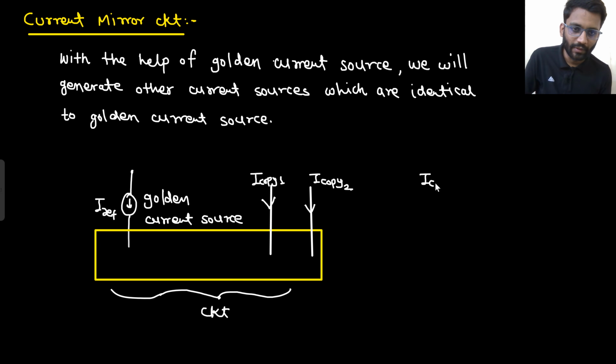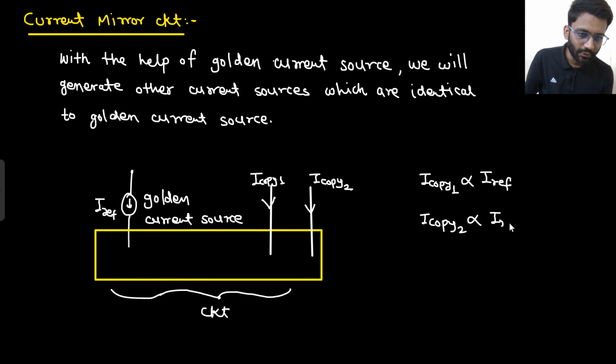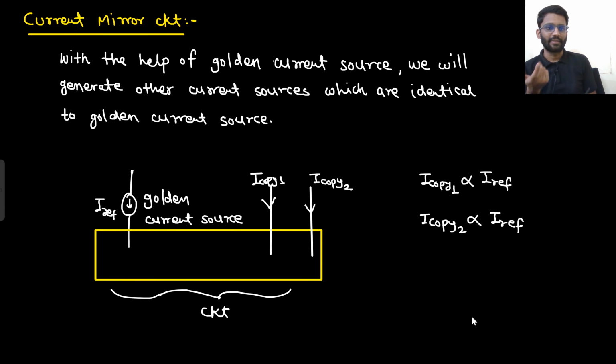So this I copy 1 will be proportional to I ref. So if I ref doesn't change with respect to temperature variation or supply variation, then this I copy will also not change. This I copy 2 will also not change, because this is also proportional to I ref. So for that we need to use a current mirror circuit, but we directly will not use a current mirror circuit.